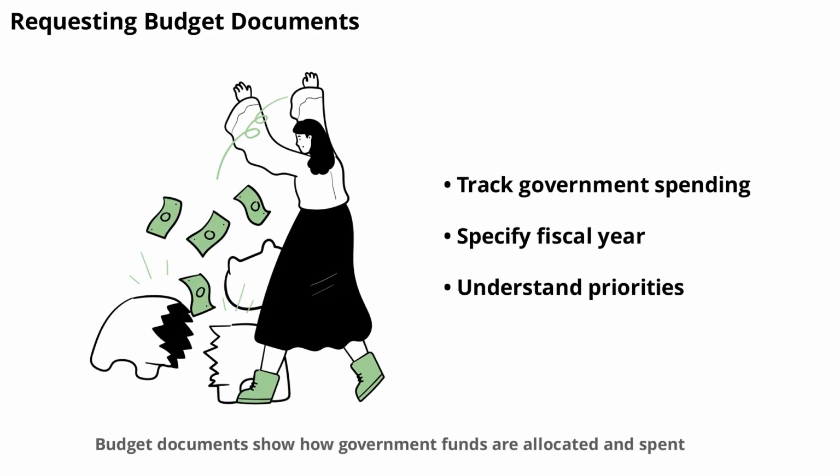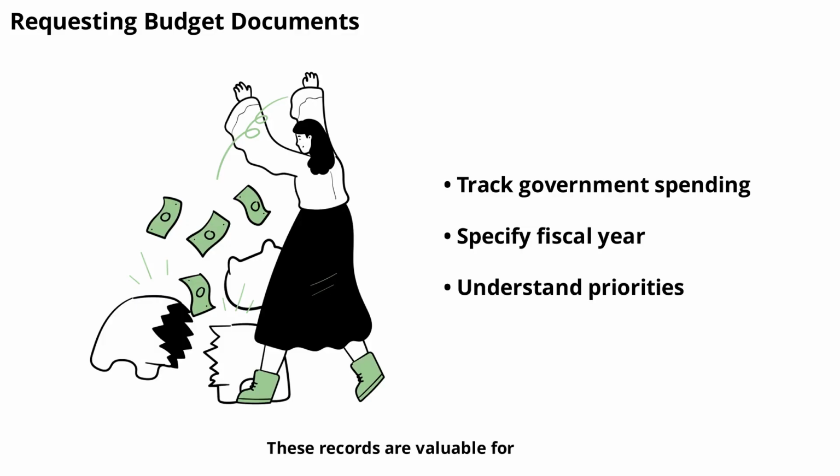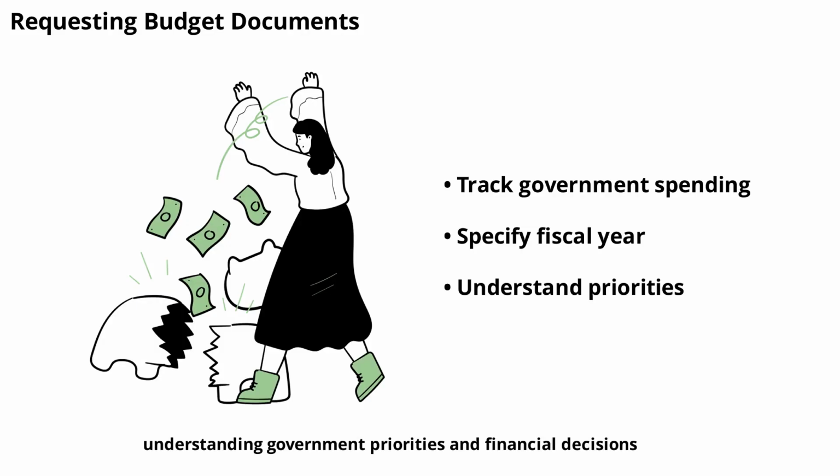Budget documents show how government funds are allocated and spent. These records are valuable for understanding government priorities and financial decisions. When requesting budget documents, specify the fiscal year, department, or project for a more targeted response.